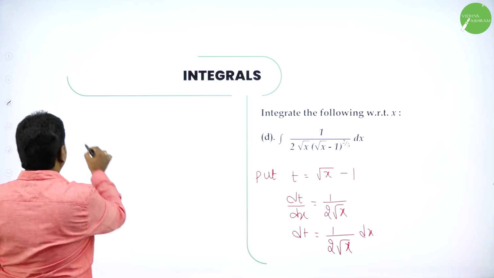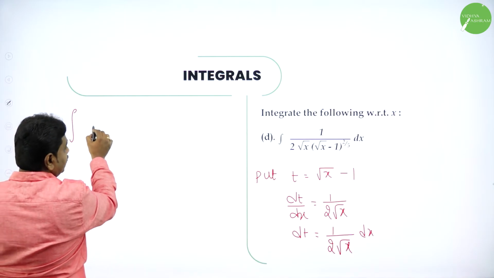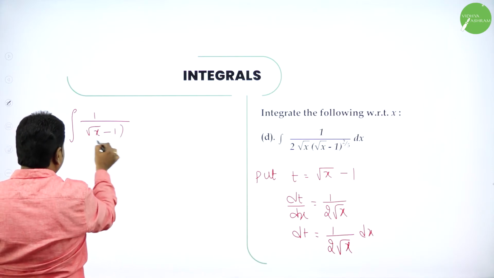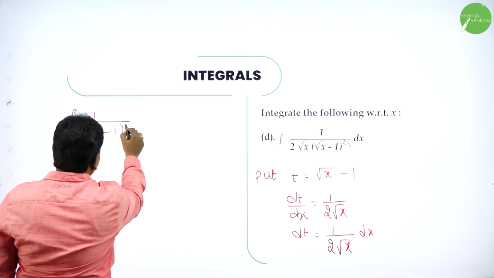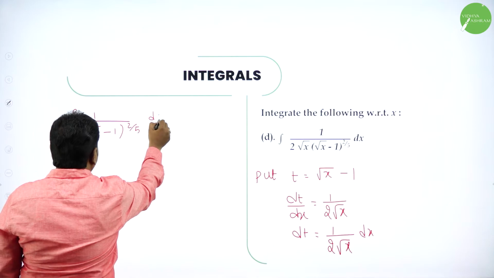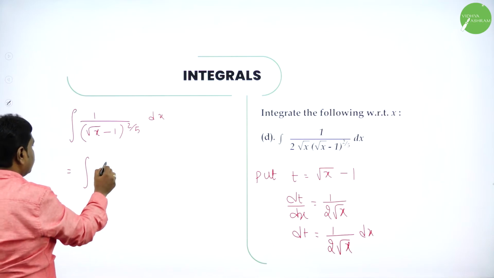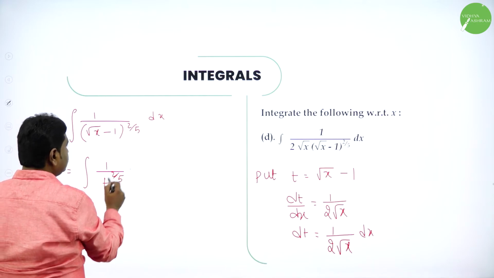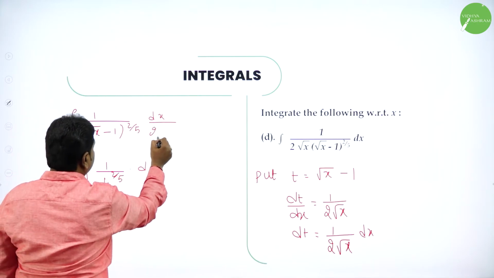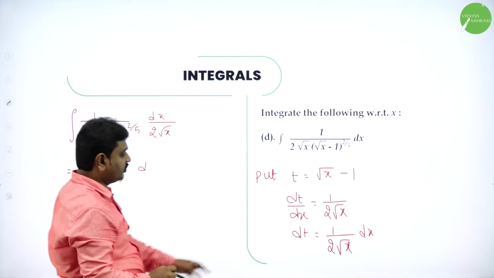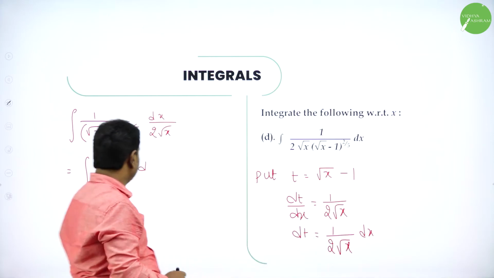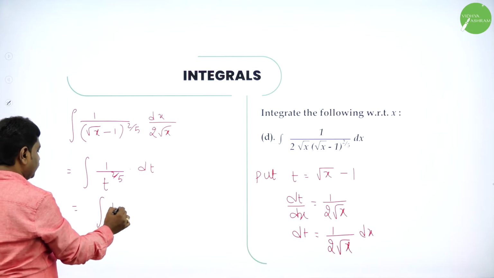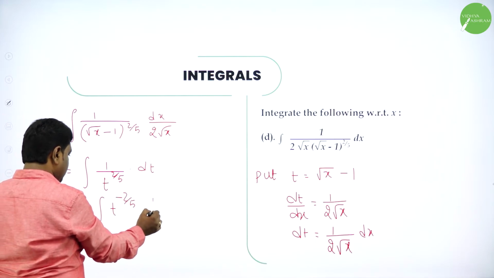Now the given problem becomes integration of 1 by (root x minus 1) power 2 by 5 dx. I can write it as integration of 1 by t power 2 by 5 into dx. What is dx? Dx by 2 root x, I'll write. So here you can see 1 by 2 root x dx is dt. Further, take it up: integration of t power minus 2 by 5 dt.